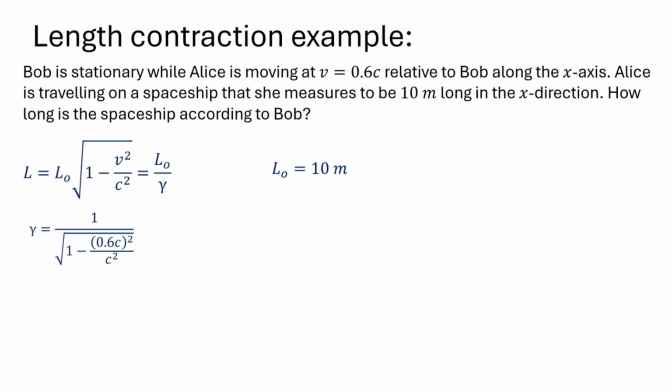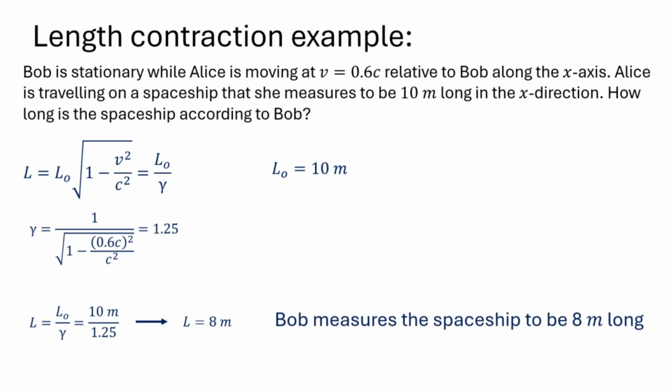Then solving for the Lorentz factor, we get 1 divided by the square root of 1 minus 0.6 squared, which equals 1.25. Then putting in these values into the length contraction formula, we get that the contracted length is equal to 10 meters divided by 1.25, which equals 8 meters. So to formally answer the question, we write down that Bob measures the spaceship to be 8 meters long.